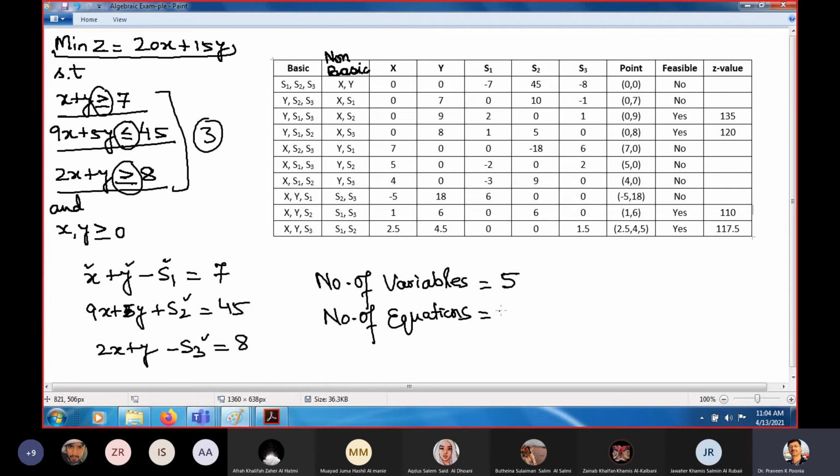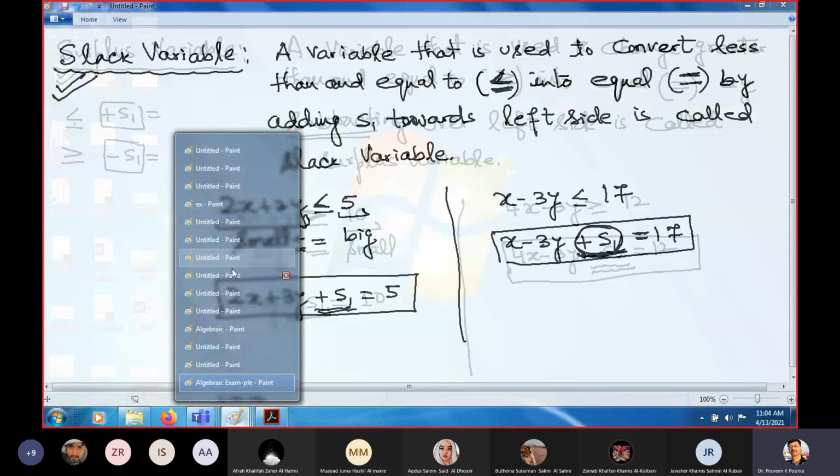Number of equations are 3. So then how many basic solutions? To find the number of basic solutions, what we will do? It is 5 combination 3, 5C3. And how do we calculate the value of 5C3?